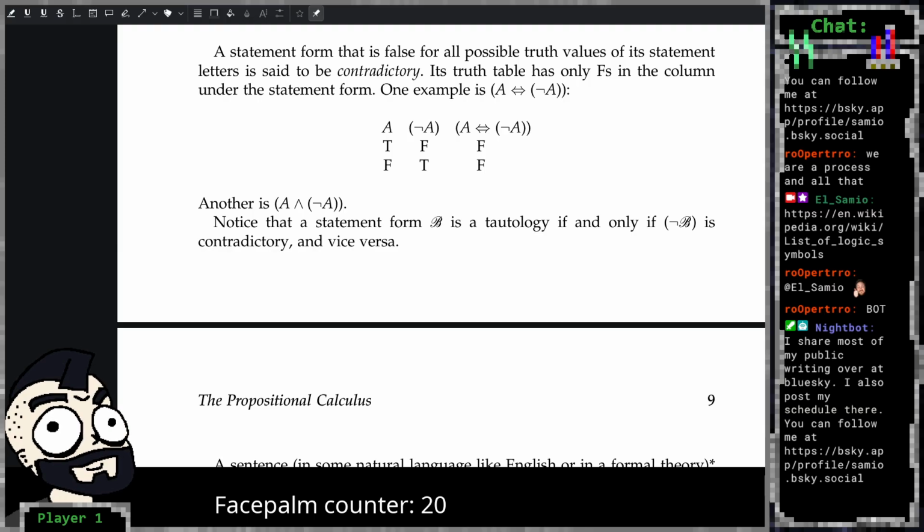And because negation switches, a statement form beta is a tautology if and only if not beta is contradictory, and vice versa. If we negate a tautology, we get pure falsehood. If we negate a contradiction, we get pure truth. A tautology is the mirror of a contradiction. A contradiction is the mirror of a tautology. And negation is a mirroring switch. So, yes, that tracks.